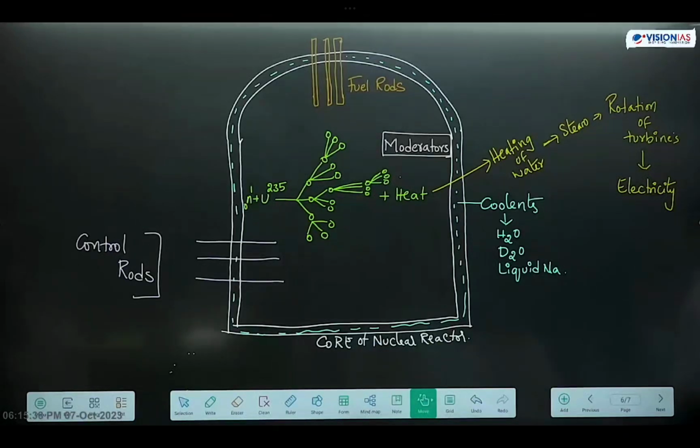In every chain reaction, 3 neutrons plus heat energy will be generated.